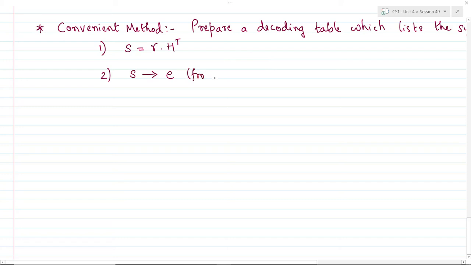Okay, first step is to prepare the decoding table, where it lists all possible correctable error codes. It has the property that d minimum is 2t plus 1, where t represents the number of bits which the code is able to detect as well as correct. If it's a Hamming code, then definitely it can correct only single bits. It can correct a few double errors as well, but we'll stick to single errors in the case of Hamming codes.